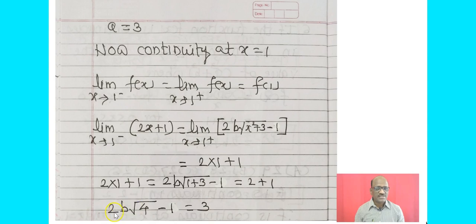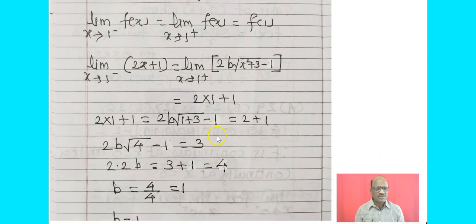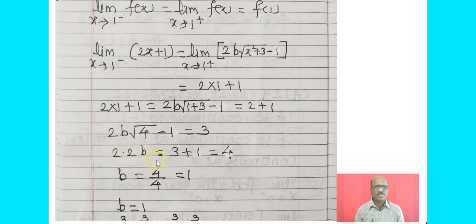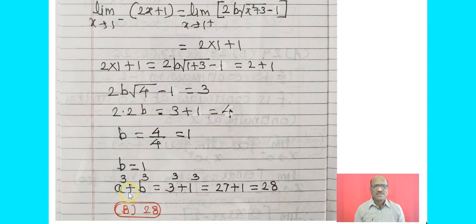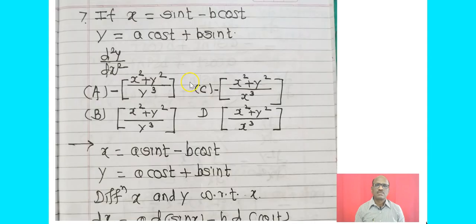That can be written as 2b times 2, that is 4b minus 1 equals 3. Then you will get the value, 4b equals 3 plus 1, that equals 4. Therefore b equals 4 upon 4, that equals 1. But again, we want to find the value of a cube plus b cube. What is the value of a cube? That is 3 raised to 3, which is 27, and 1 cube is again 1, and that equals 28, and hence option B is the correct one.